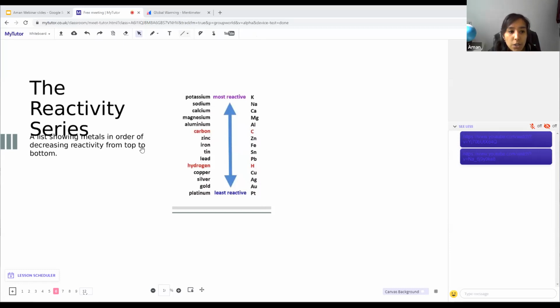So a list showing metals in order of decreasing reactivity from top to the bottom. So that's what the reactivity series is. Potassium's the most reactive and platinum's the least reactive. And we use this when we're thinking about displacement reactions, which I said we'll look at tomorrow. But today we're specifically looking at, well, how did this list get formed? And that's what you need to know for your exams.